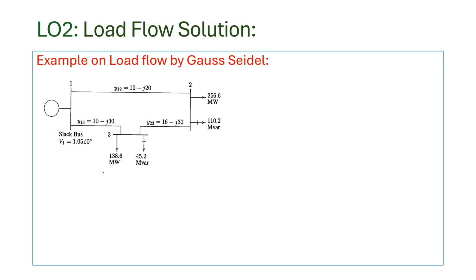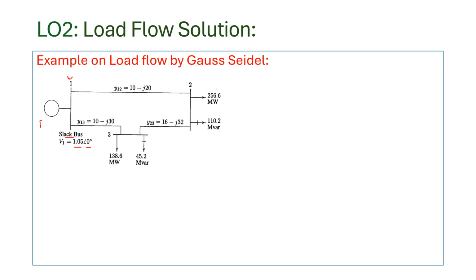Now, in this three-bus power system, we can see the first bus is the slack bus. It is mentioned that the first bus is the slack bus, and when it is the slack bus, we already know that in the slack bus, voltage is specified. So, voltage magnitude is specified as 1.05 and its angle is also specified. Now, then what do we have to determine?